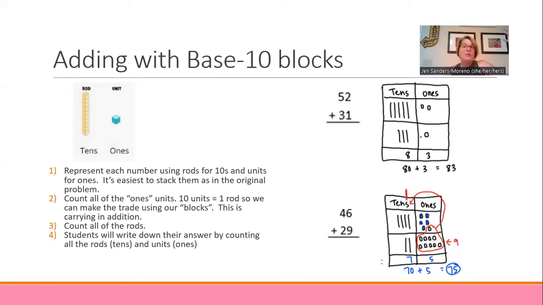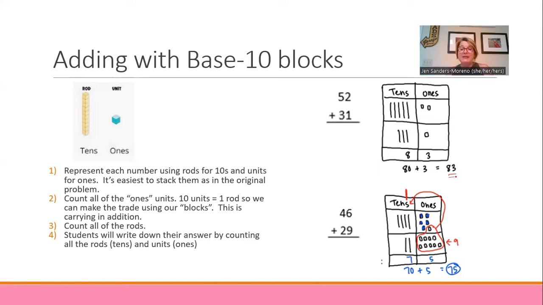Now, the magic of it is they're going to count up all their ones and all their tens. And what they're hopefully going to see is that I have 8 tens and 3 ones, which is the same thing as 83. You might be thinking right now, Jen, that's overkill. But we want to talk about why it's useful when you're talking about carrying.